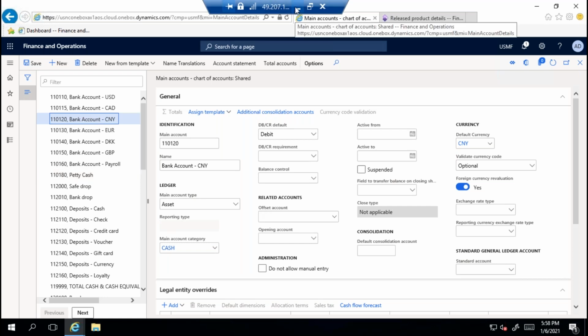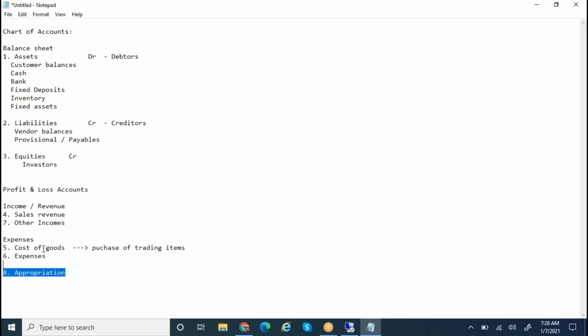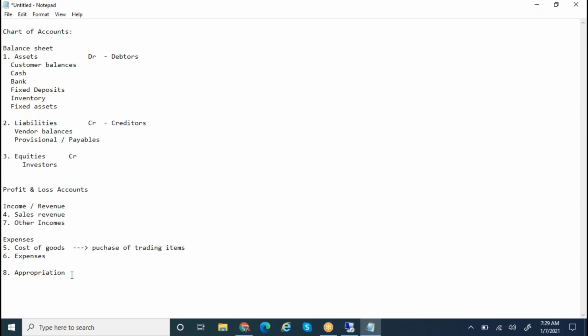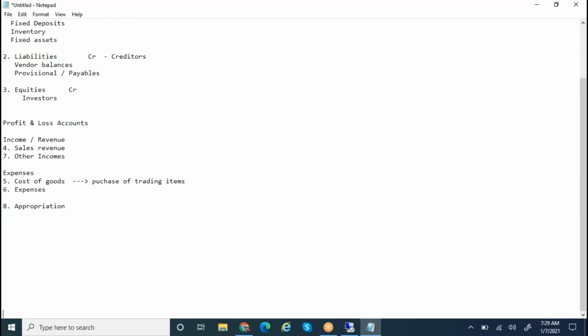Fine. So this is a little bit about chart of accounts. Yesterday we discussed and today we have discussed. Let us come back to our product, Dynamics AX.